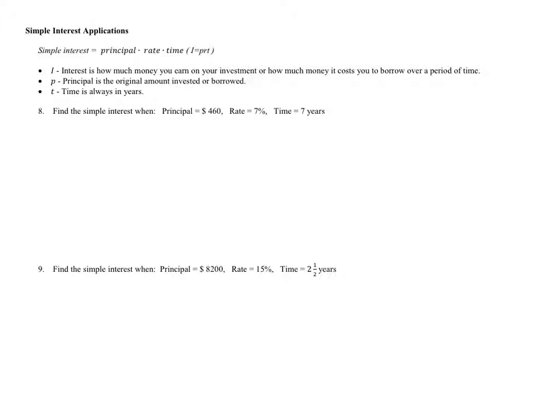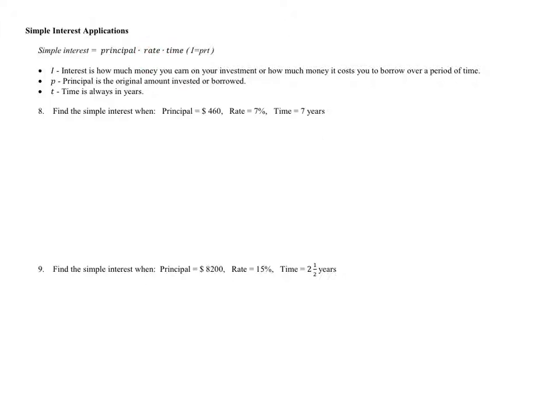P, the principal, is the original amount invested or borrowed. So the principal just represents the original amount. T is our time, and in this formula, time is always given in years. And R, our rate, that would be our interest rate, our percentage.